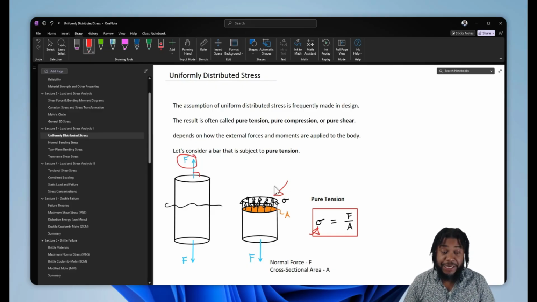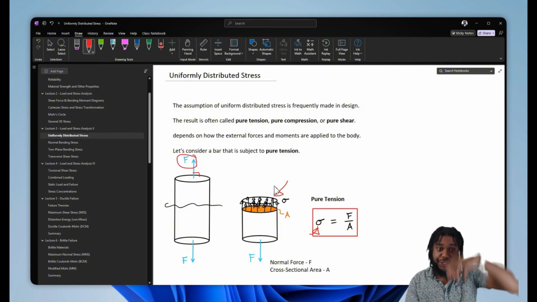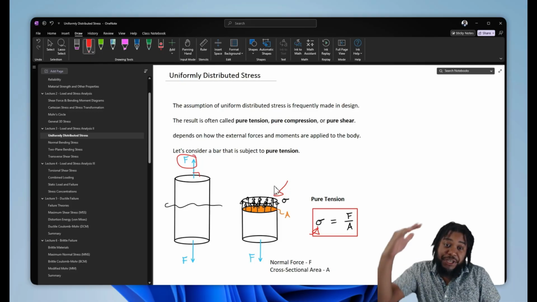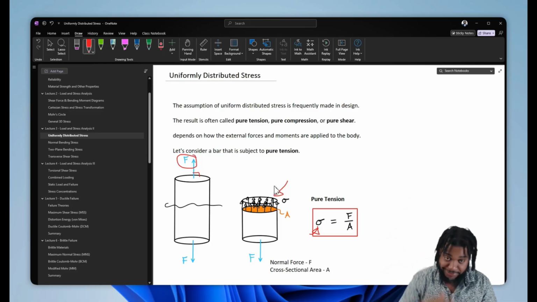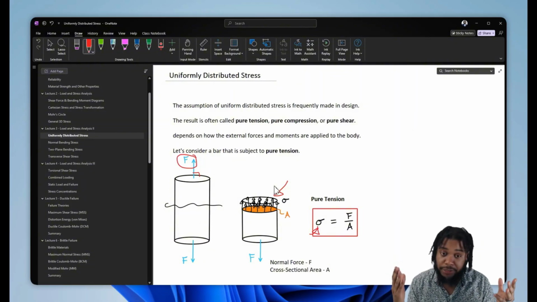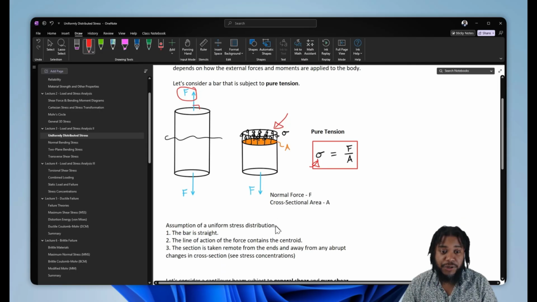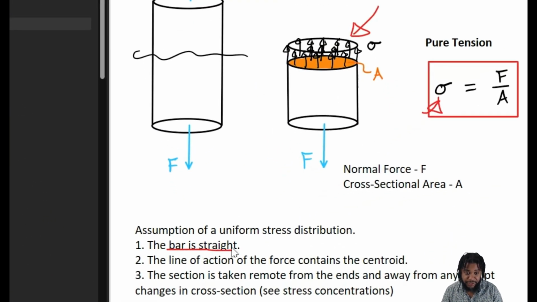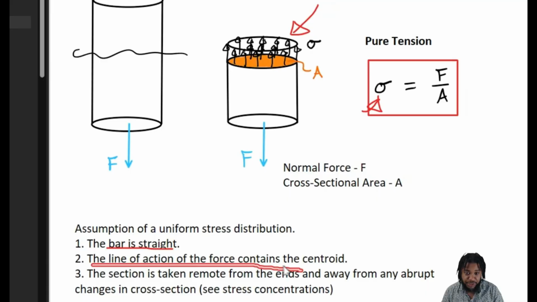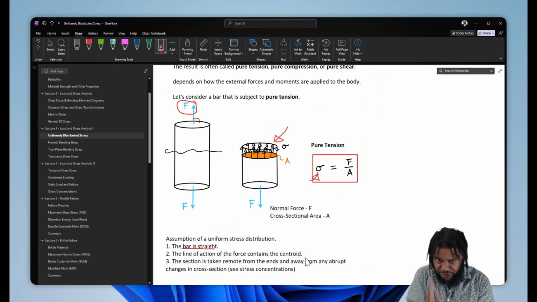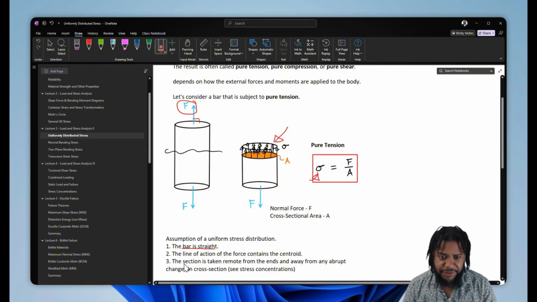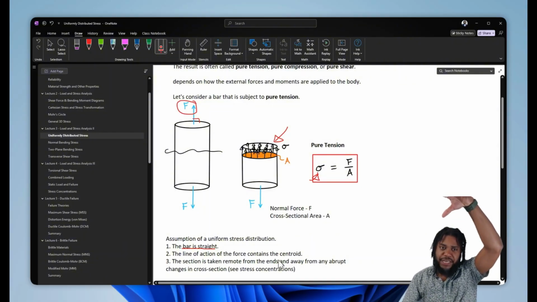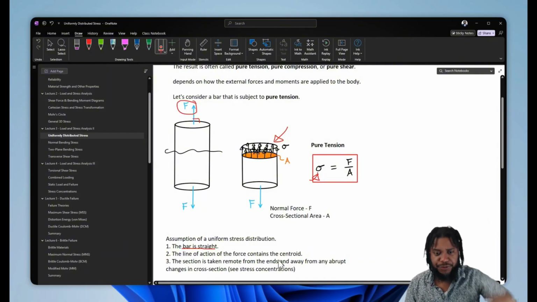Now, this could be in tension, where the force is stretching the geometry, but it also could be in compression, where the force is compressing the geometry, but uniformly. All right? Pretty straightforward. Our assumptions here, a few assumptions are made. One is that the bar is straight, that the line of action of the force contains the centroid. So it's coincident with the centroid of the geometry. We're loading concentrically right down the middle. And that the section that we're taking to expose those stresses are far away from the ends where we're actually applying the force. All right?